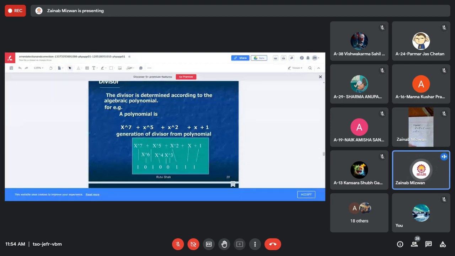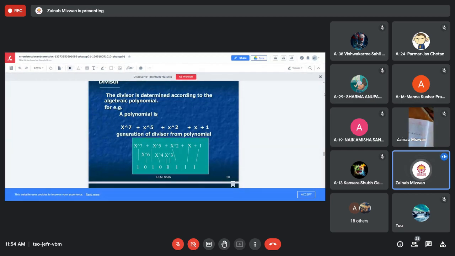Now x raised to 6 is missing, so I'm going to write 0 into x raised to the power of 6 plus x raised to 5. Again, this power is present, so I'm going to write 1 into x raised to 5. Now you can see x raised to 4 and x cube, both these powers are missing. So I'm going to write 0 into x raised to 4 plus 0 into x cube plus, now x square and x and plus 1, these terms are present.